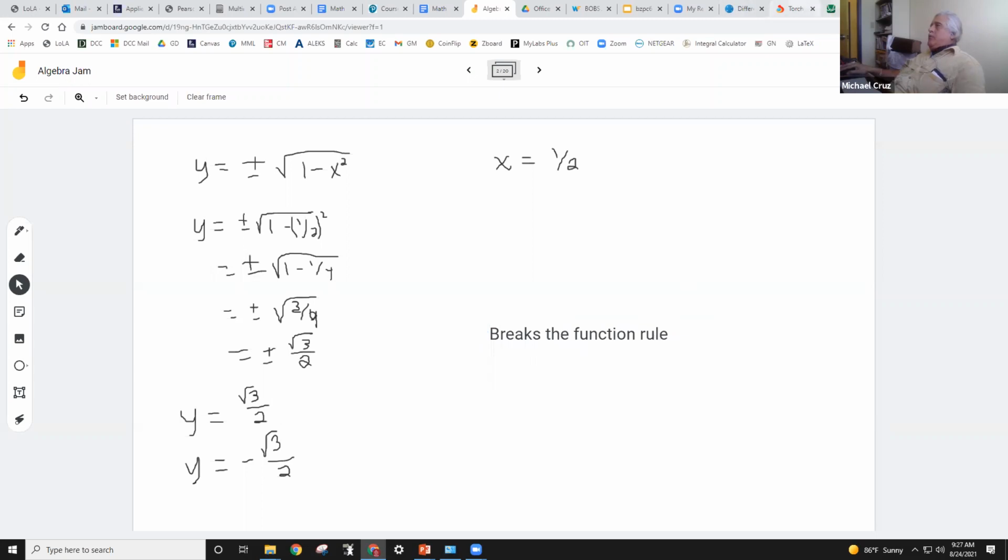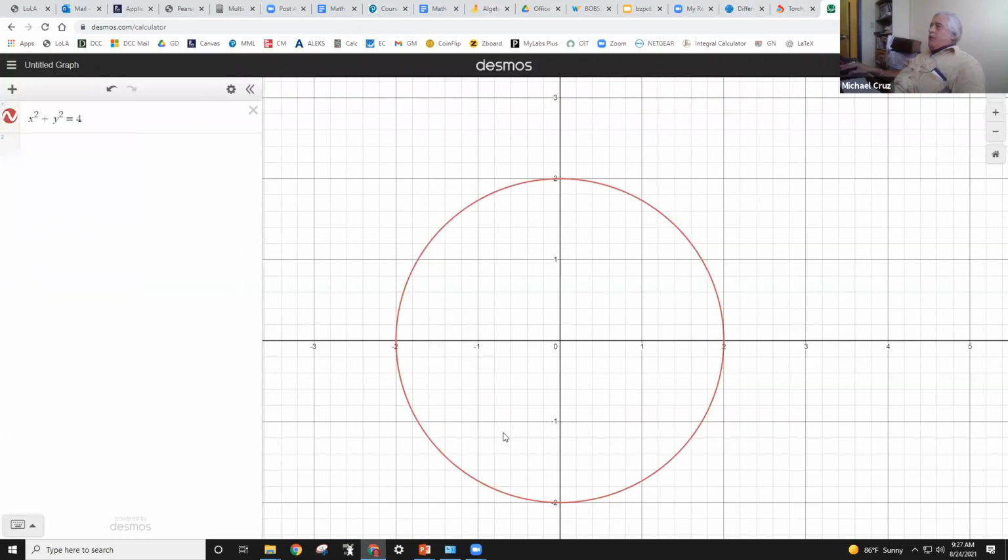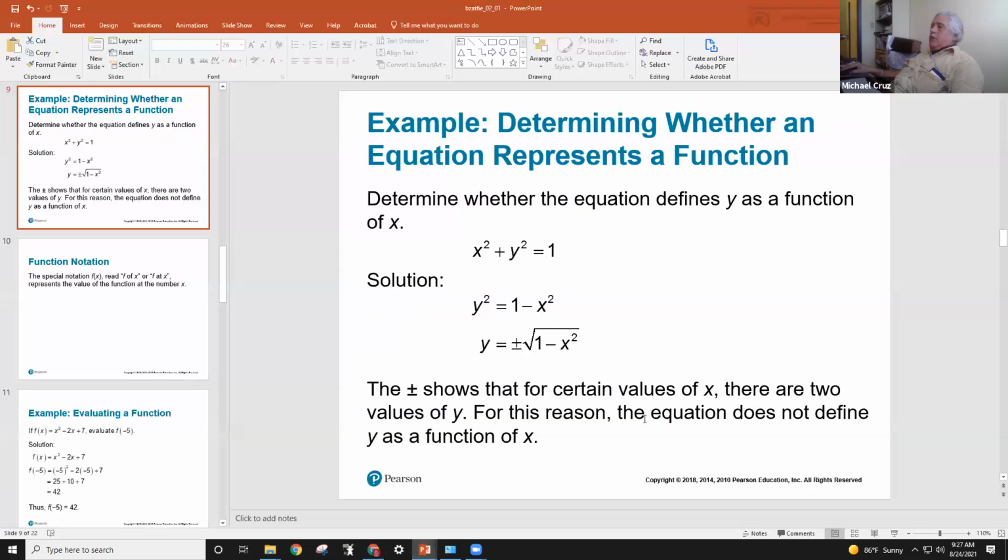And that's why I wanted to show you visually. I think it was about 1/2 somewhere in here. So that's what these two values are right here. It was actually 1/2 right here. So that value right there would be the square root of 3 over 2, and this is negative square root of 3 over 2. All right, any questions about that?